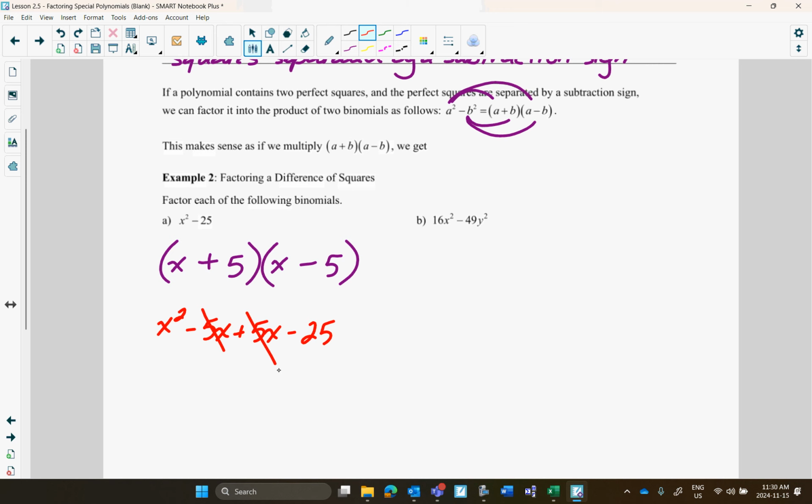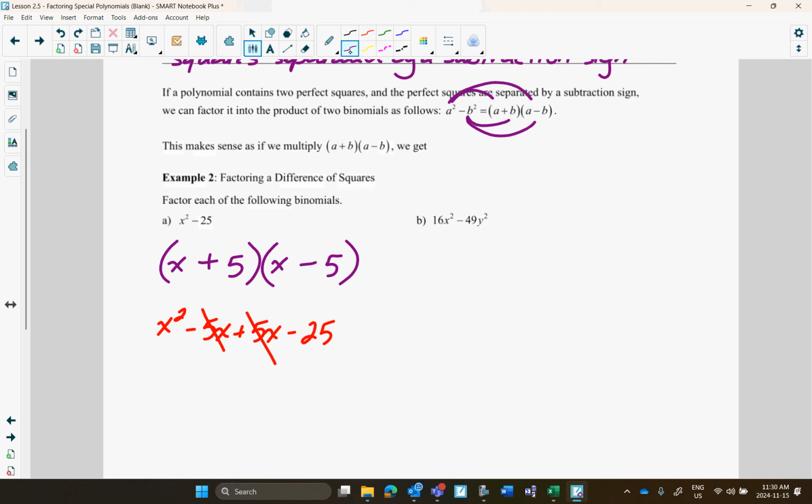When you multiply things that look like this, they're almost the same, except one is plus and one is minus. The two middle terms will always cancel out. Always. So that's why we can factor it this way.